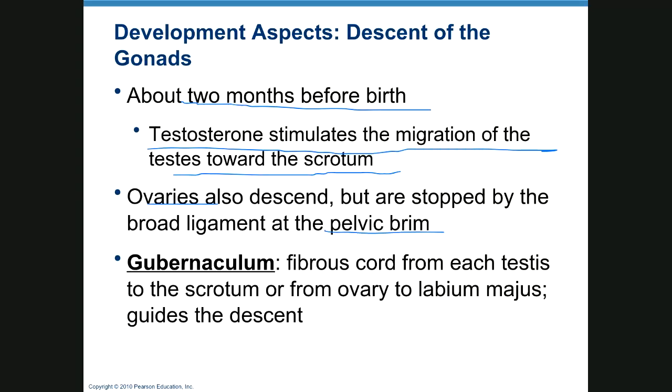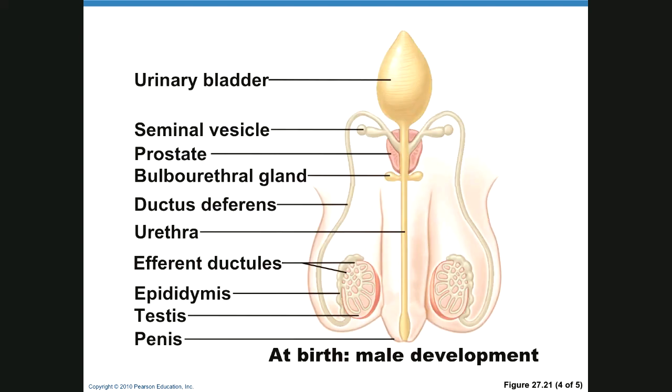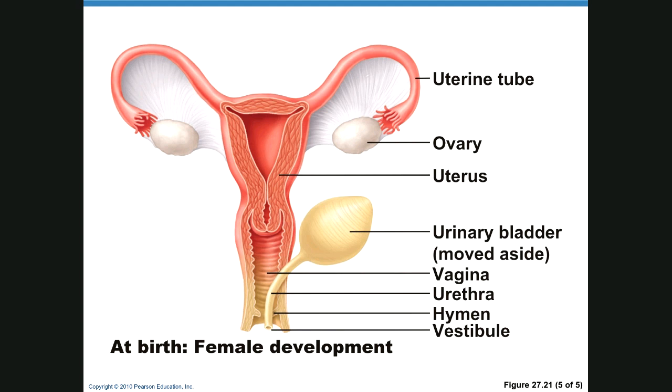But this is, I did not make this word up, the gubernaculum. It's a fibrous cord from the testes to the scrotum, or from the ovary to the labium, and it guides the descent. It pulls that testicle down, pulls it actually through the musculature down into the scrotum. At birth, both testes should be down in a human. Now, not all species are that way. Okay, and this is a female.